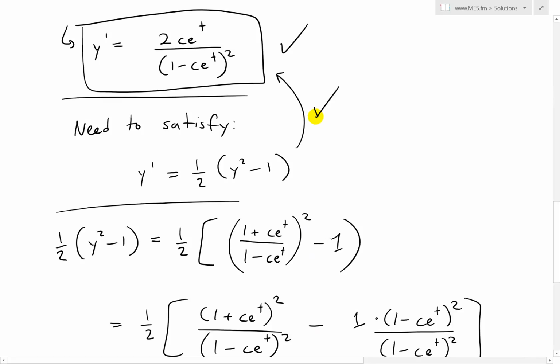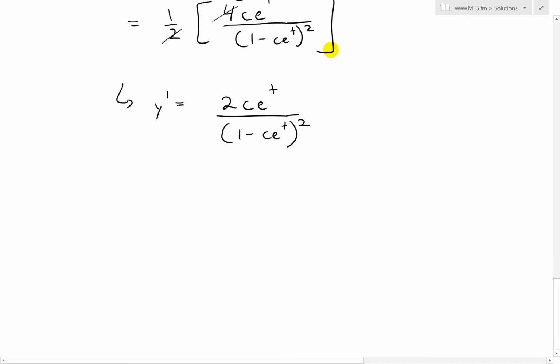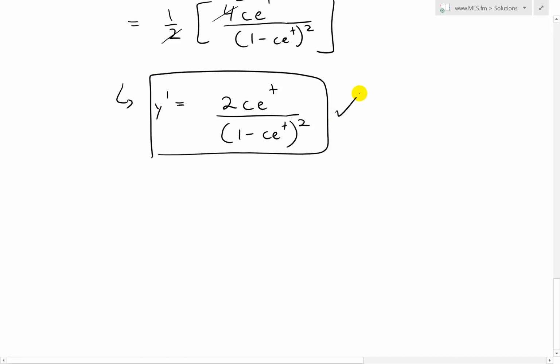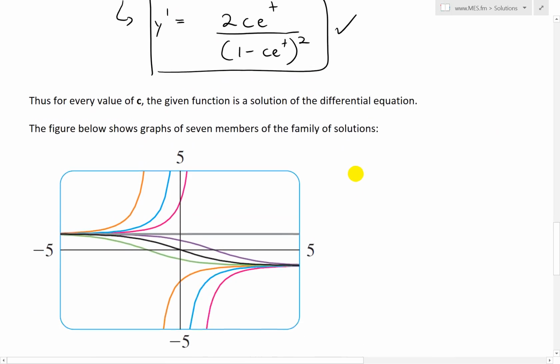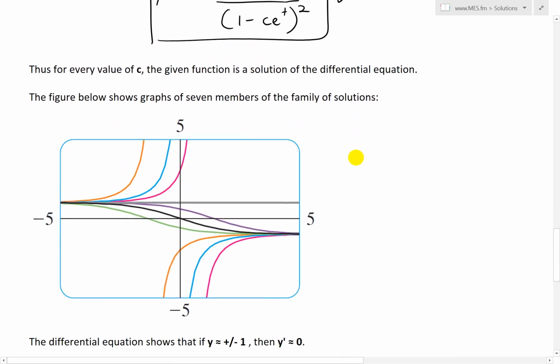So that is true. This is a family of solutions, because c could be any constant value. So again, that is our proof. Thus for every value of c, the given function is a solution of the differential equation, because again it satisfies that equation when we plug in the derivative inside.